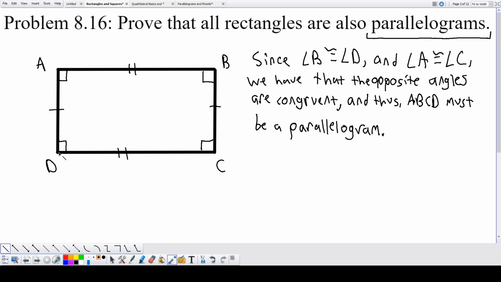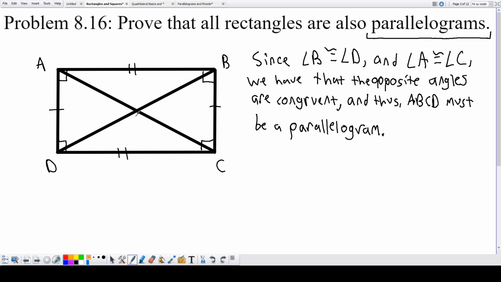And it also shows us that if we draw the two diagonals, that they will bisect each other at some point M. So we'll have that like DM and BM are the same, and that AM and MC are the same. So just from this one simple proof, we have established a lot of important information about parallelograms. This is arguably the most important proof. This is the most important proof we will do regarding rectangles.